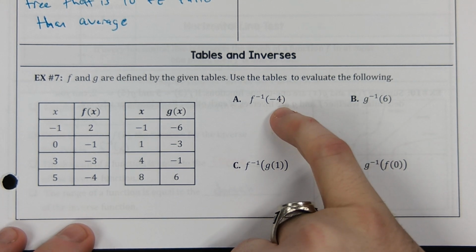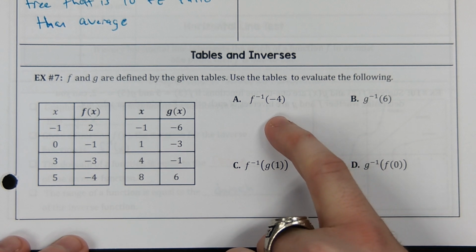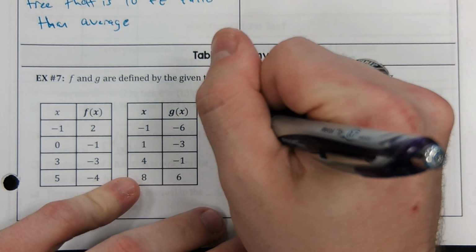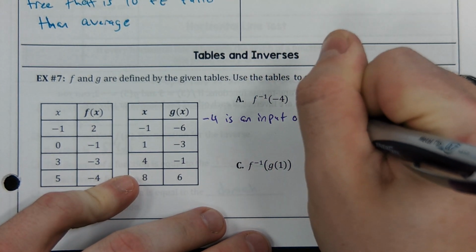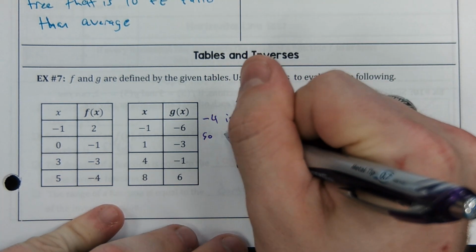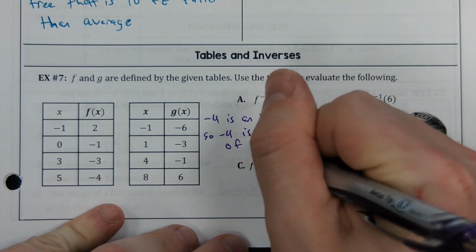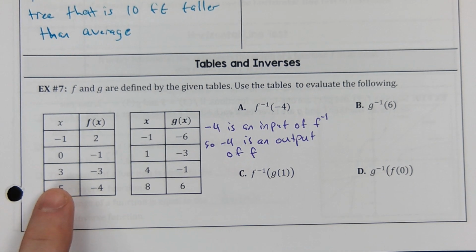If -4 is an input on the inverse, then -4 must be an output for F. Let's go ahead and write that in words. -4 is an input of F inverse, so -4 is an output of F. So if you would like to evaluate F inverse of -4, you think to yourself, well, if -4 is an input on F inverse, -4 must be the output of F. Go to F, find the output of -4, and see the X that is associated with it, and there's your answer.